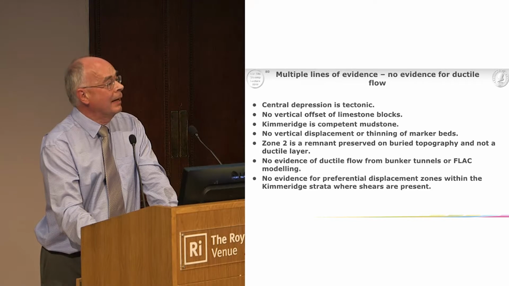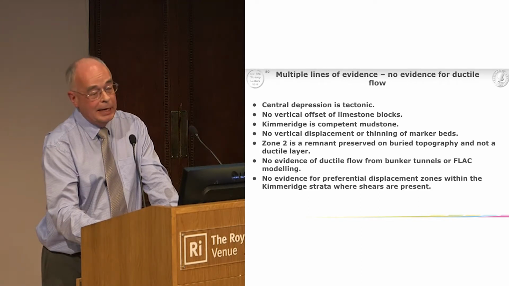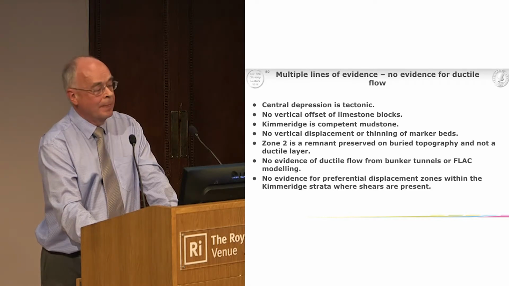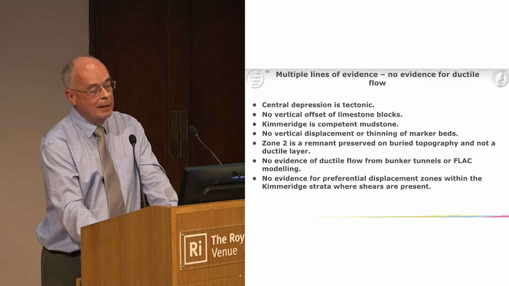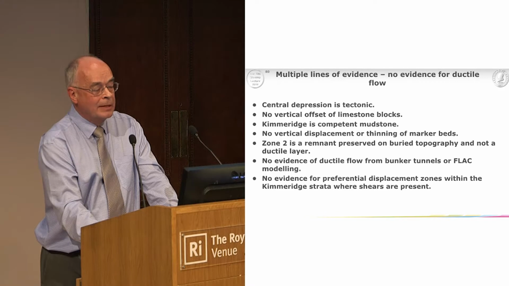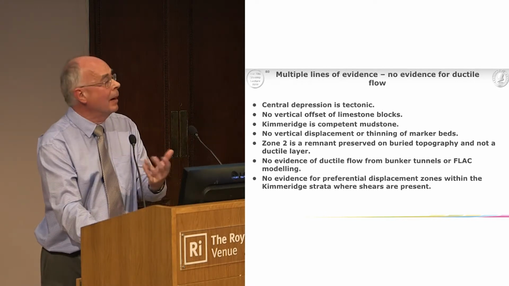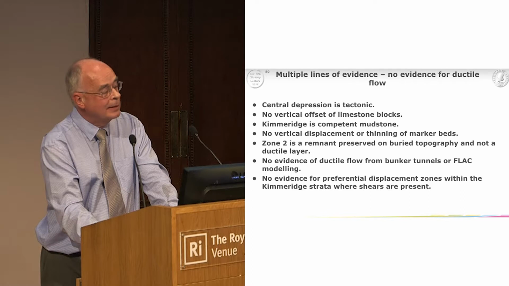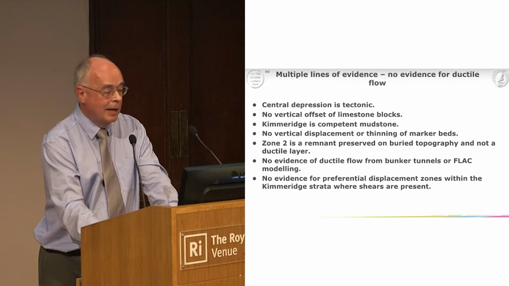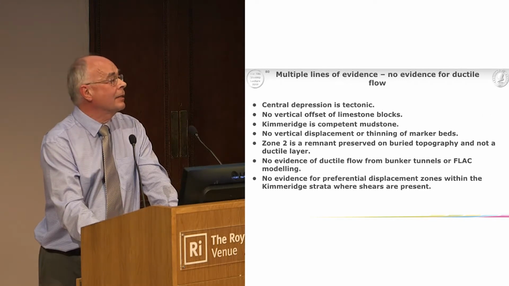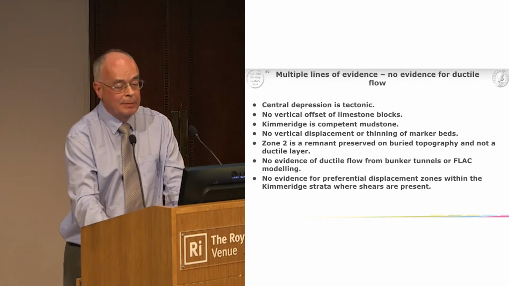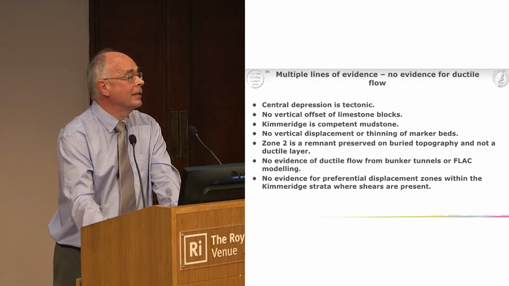So, putting all this together, in the multiple lines of evidence, we actually came up with no evidence for ductile flow. So the central depression is actually tectonic. There's no vertical offset of any of these limestone blocks. The Kimmeridge is in fact a competent mudstone. There's no vertical displacement of any of the marker beds that we could see, or thinning of these marker beds. This Zone 2 is just a remnant preserved on a buried topography, not actually a ductile layer in itself. There's no evidence of ductile flow from the bunker tunnels or from the FLAC modelling, and no evidence of preferential displacement within zones where there are lots of shears in the Kimmeridge.